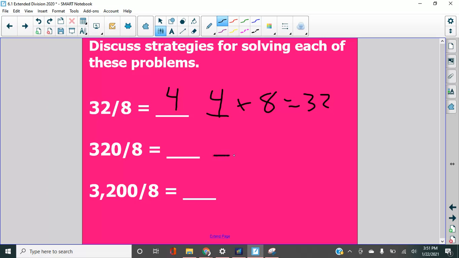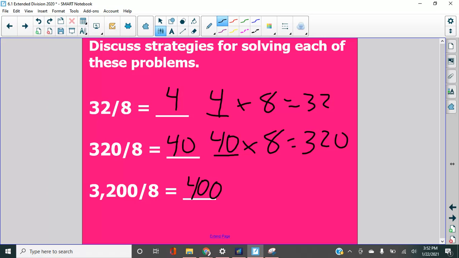All right, let's rewrite this. Something times 8 equals 320. What would go in the blank to make that true? 40 does. And I bet you could do the last one without rewriting it. You can if you need to. What do you think the answer is? 400. Okay, because we have 2 zeros and 2 zeros over there.